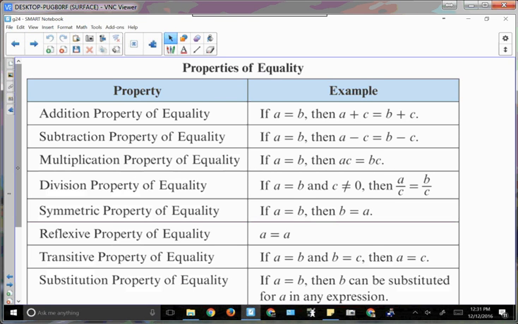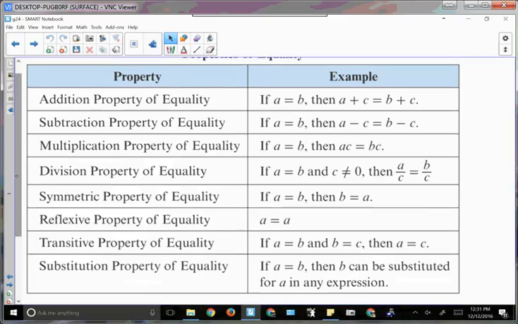Now, you've seen these properties before. What I want you to do is make sure that you have these in your little books because we are going to be needing them. So I'll give you some time to get that in there. Okay, so what we're going to be doing is using these properties to help us prove that the answers that we get are correct.